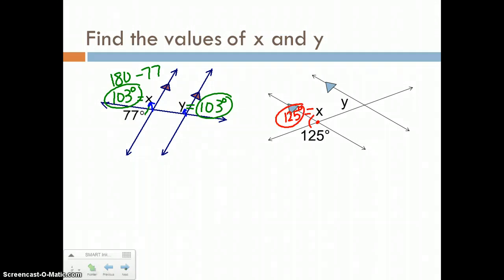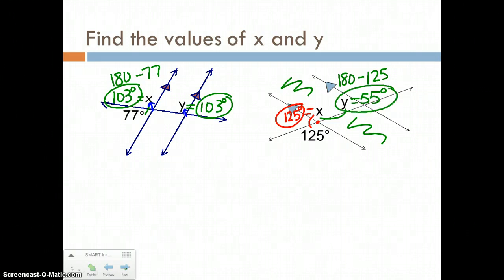Now, if I want to figure out what y is, I have to compare x and y. X and y, those two angles there, are consecutive interior angles. They're both located in the interior section of these parallel lines, and they're consecutive, which means they're on the same side of the line. They're both above the transversal. And one thing we know about consecutive interior angles is that they're supplementary. Supplementary means add up to 180. So to get y, we're just going to take 180 minus 125, and that gives us that y is 55 degrees. And we've now solved those problems.